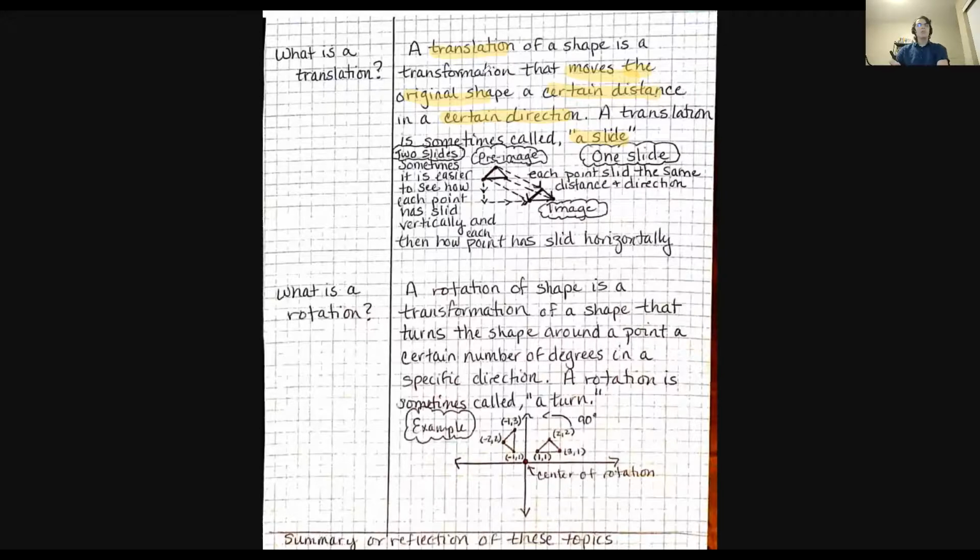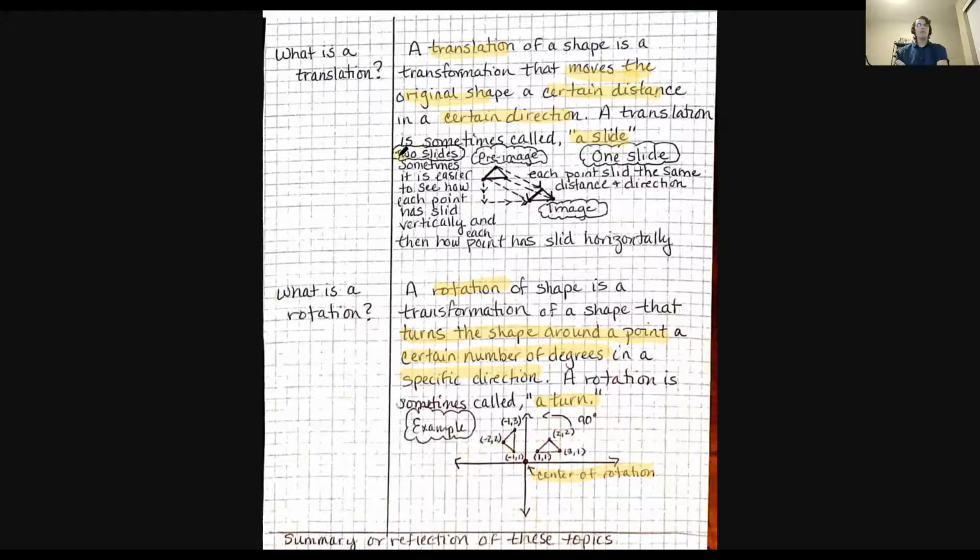Notice, does that look a lot like what was on AgileMind? We'll find out. Now, what about a rotation? A rotation is a transformation that turns the shape around a point a certain number of degrees in a certain direction, sometimes called a turn. Again, underline the important bits, right? If I read: rotation turns the shape around a point, a certain number of degrees, in a specific direction, a turn, you get the idea. Now, also notice we have a label here for center of rotation, so another little bit labeled there.